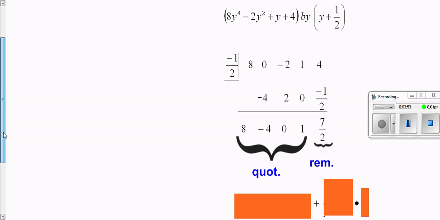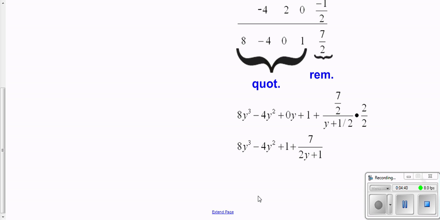Then we need to go ahead and write what we have. We have our remainder of a 7 over 2 over what we were dividing by, which is your y plus 1/2. And then this is your normal number. Number in front of your y to the first, number in front of your y squared, and your number in front of your y cubed.